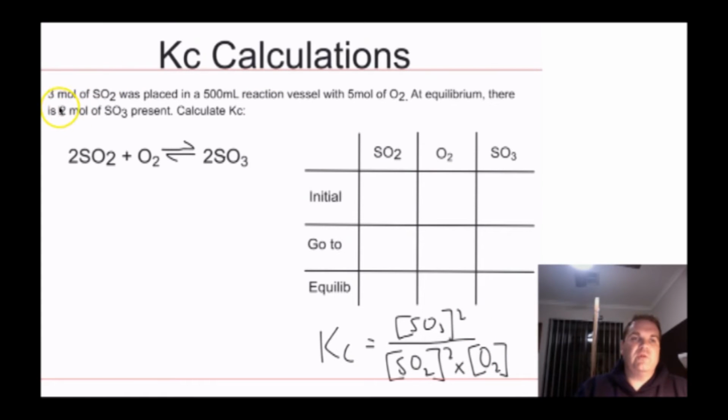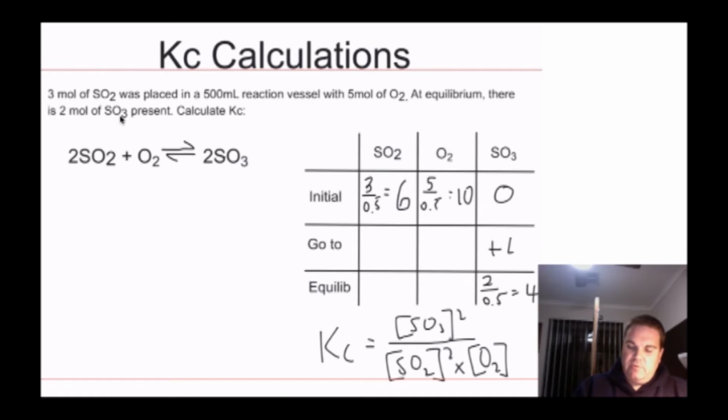But what you can see up here is we've got 3 moles of sulfur dioxide in a 500 ml reaction vessel. So initially over here what we're going to do is I'm going to put 3 moles, but it was in a 500 ml reaction vessel, so we're working out concentration here. So 3 over 0.5 is going to give us a total of 6 moles per litre of sulfur dioxide that we started with. And we started with 5 moles of oxygen, so 5 over 0.5, okay, gives us 10. Initially of our sulfur trioxide we had 0. It then says at equilibrium there is 2 moles of sulfur trioxide present, so 2 over 0.5 gives us 4.